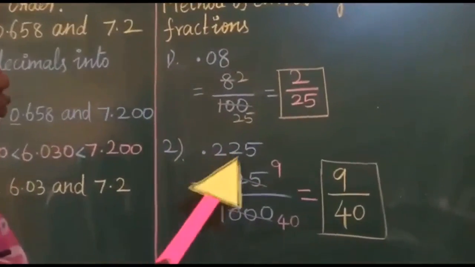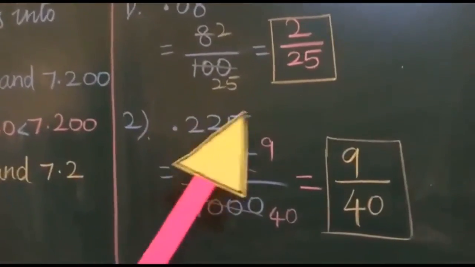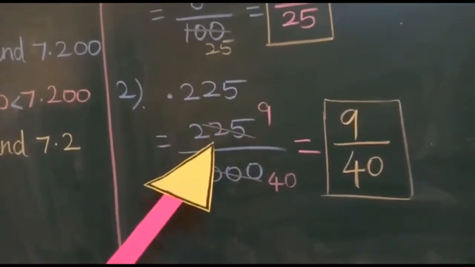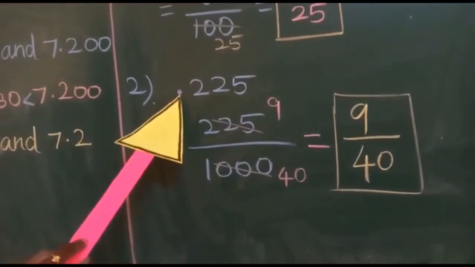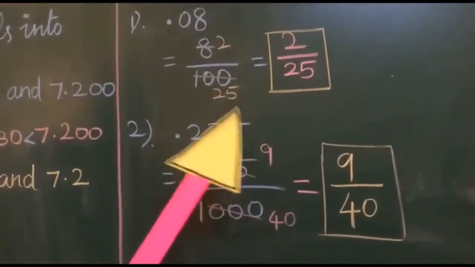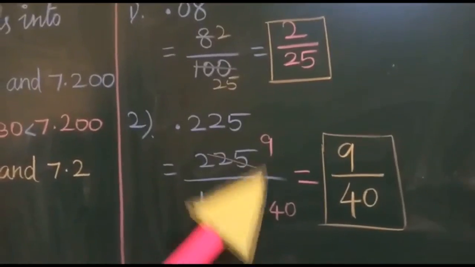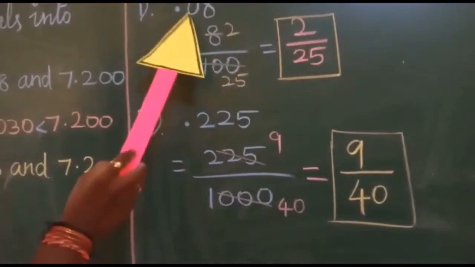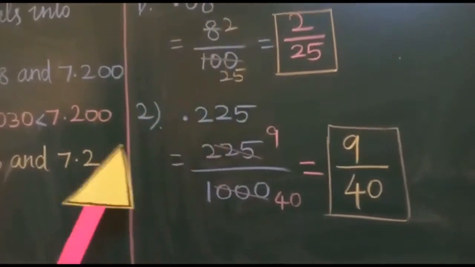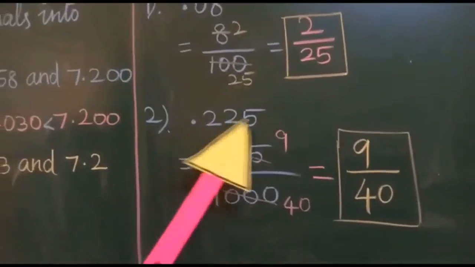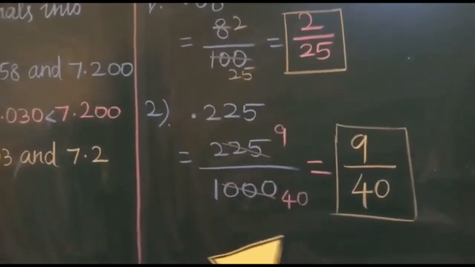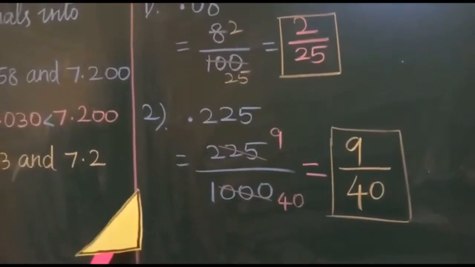Similarly, 0.225. I already told you which number you write in the numerator, and after the decimal dot there are 3 digits in total. If it is 3 digits, we write 3 zeros. It's similar to this: after the decimal dot there were 2 digits, so we added 2 zeros. Here, after the decimal dot, 1, 2, 3 digits, so we add 3 zeros. Now we simplify. The final answer will be 9 by 40.